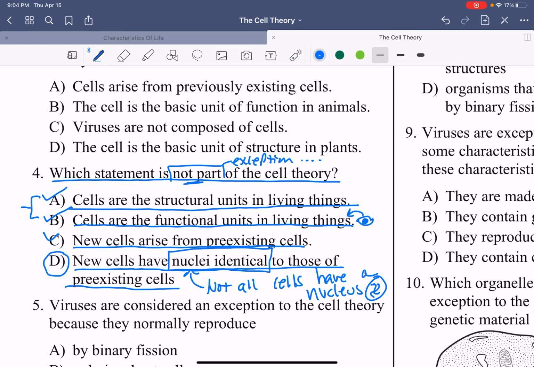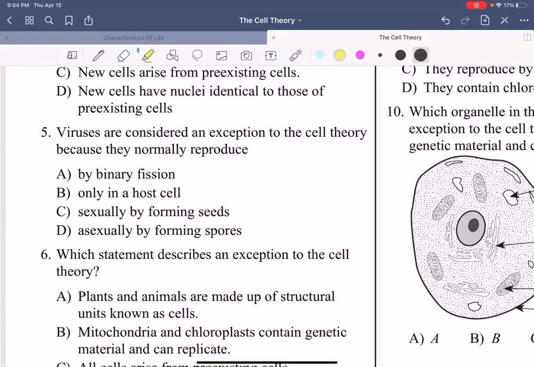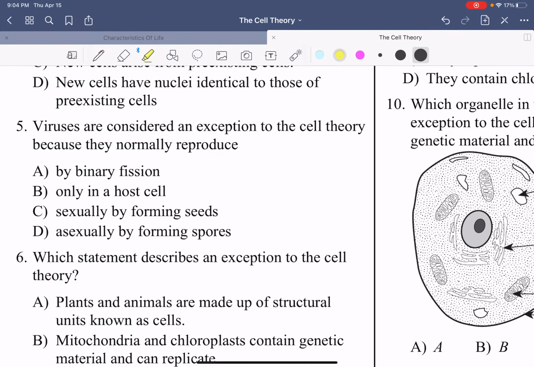And for number 4, this is the one that's not part of the cell theory, but not just because of what we just said here, but because we know the 3 cell theories, and this is not what was discussed in those 3 cell theories. We never said anything about nuclei, identical, nothing like that. So the answer to number 4 is D. See, you have to know your information in order for you to get these right. Okay, let's keep going. We are now doing number 5.